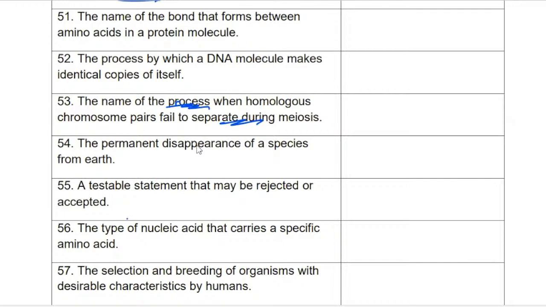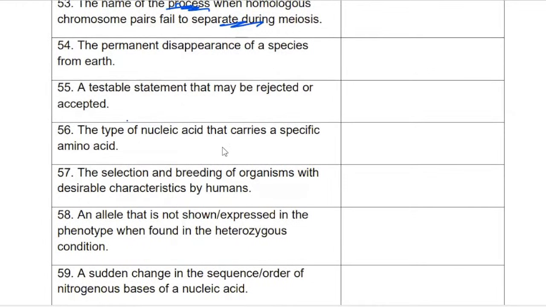The type of nucleic acid that carries amino acids, we call it transfer RNA. The selection and breeding of organisms with desirable characteristics by humans, how do we call it? You select the breeding and desirable characteristics, since this is selection, we can call it selective breeding. An allele that is not expressed in the phenotype when found in a heterozygous state, for example capital T small t, we call it a recessive allele.